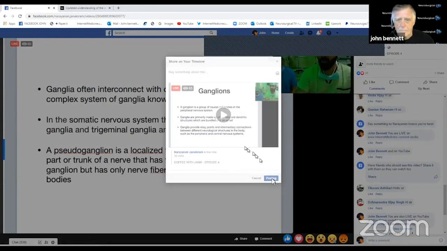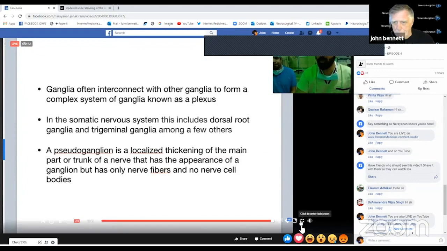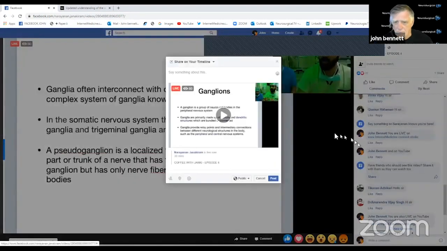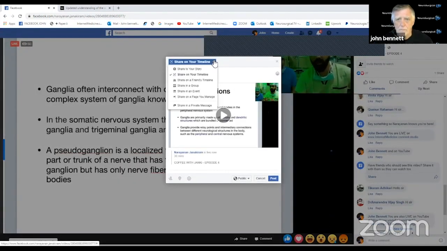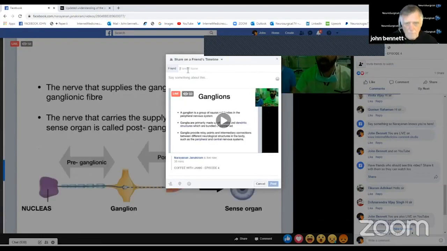Okay, a pseudoganglion is localized thickening of a main part or trunk of a nerve that has the appearance of a ganglia but has only nerve fibers and no nerve cell bodies. So they will definitely try to ask you, if you are appearing for the VIVA, the gold medal exam, they'll ask you, what is a pseudoganglion? So it doesn't have nerve cell bodies. So that's the pseudoganglion. Okay, now the nerve that supplies the ganglion is called the preganglionic fiber.